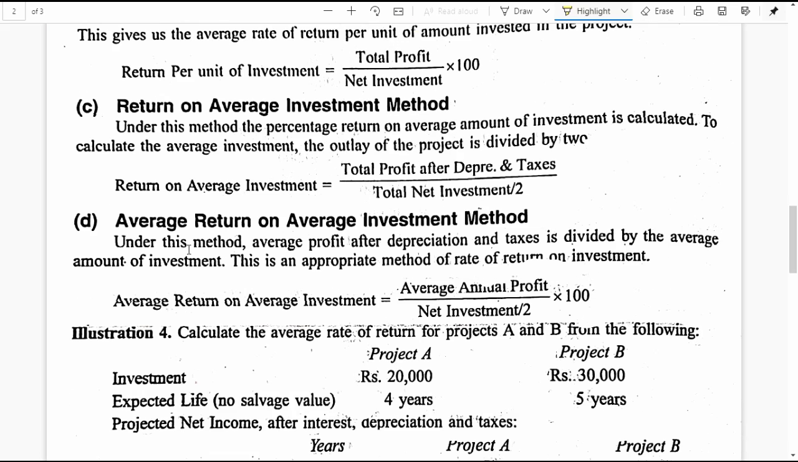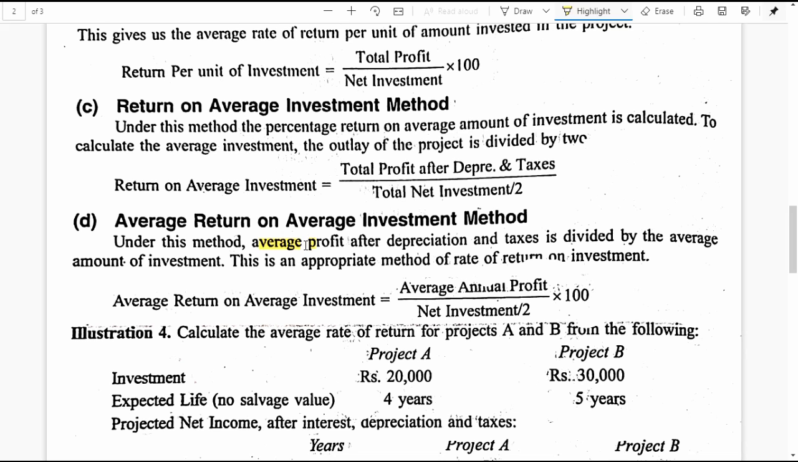The fourth one is the average return on average investment method. Under this method, average annual profit after depreciation and taxes is divided by the average amount of investment. This is an appropriate method of rate of return on investment. The formula for calculating average return on average investment is average annual profit divided by investment divided by 2 into 100.